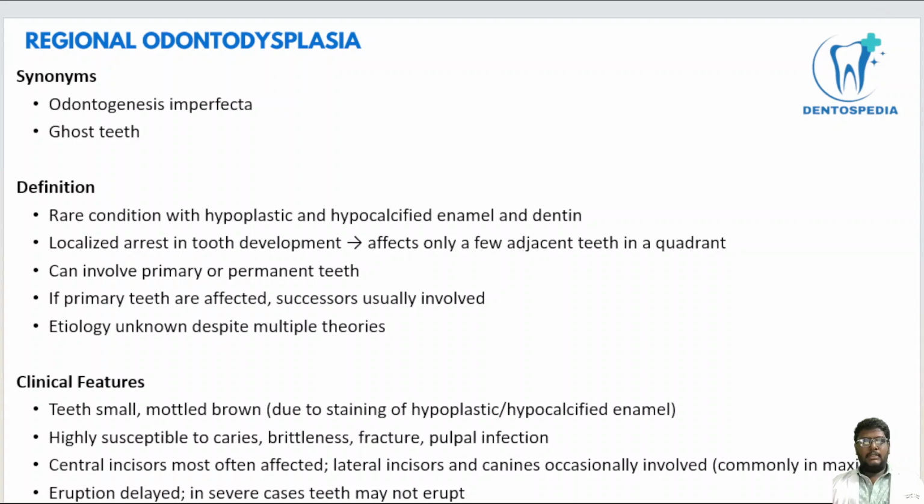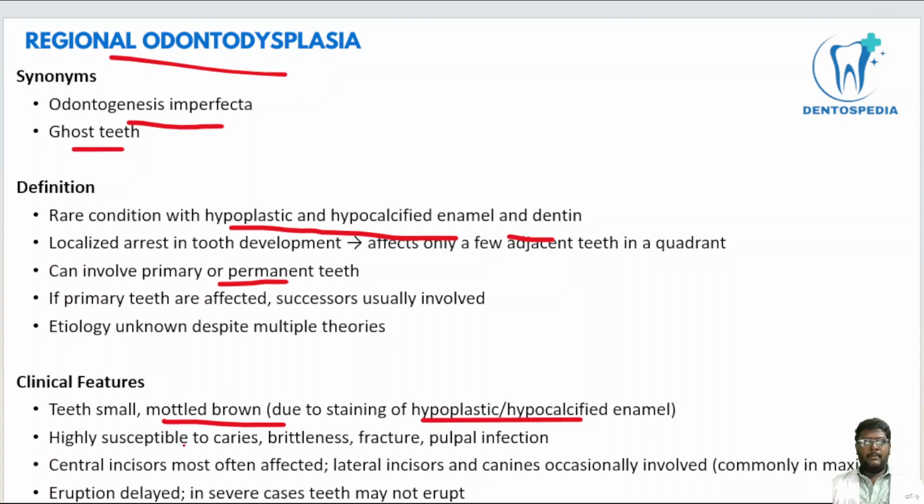Coming to another anomaly, that is regional odontodysplasia, which is used synonymously with odontogenesis imperfecta, and there are certain teeth called ghost teeth in this anomaly. It is a rare condition with hypoplastic and hypocalcified enamel and dentin, and it involves both primary and permanent teeth. Coming to the clinical features, teeth are small and mottled brown. It is mainly due to the staining of hypoplastic and hypocalcified enamel, and they are highly susceptible to caries.